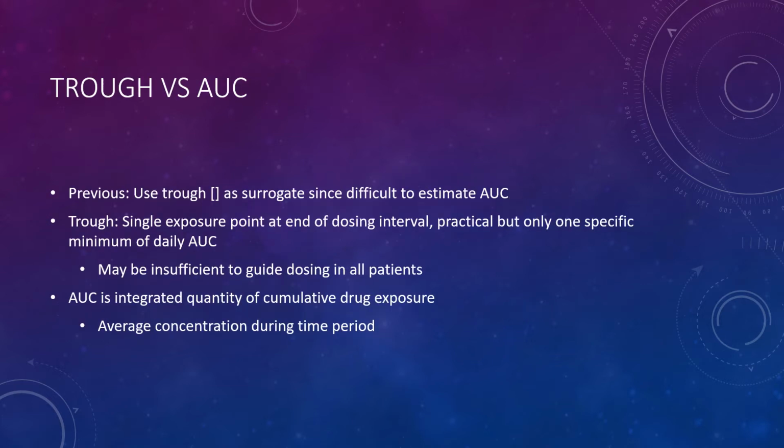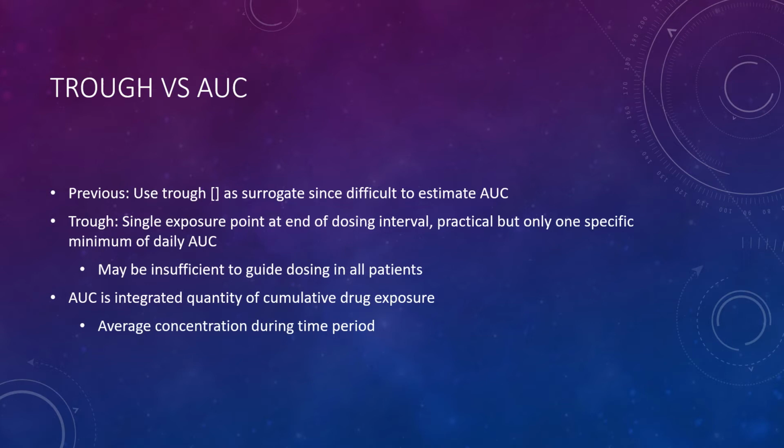We currently use a trough concentration as a surrogate to estimate the AUC over a 24-hour period of time because it is difficult to estimate that AUC over that 24-hour period, as this requires a collection of multiple vancomycin serum concentrations during the same intervals, and software might not be readily available. But a problem with using trough is it's actually just a single exposure. Though this might be practical, it's only one specific minimum of daily AUC, and this might be insufficient when you're guiding dosing in all of your patients.